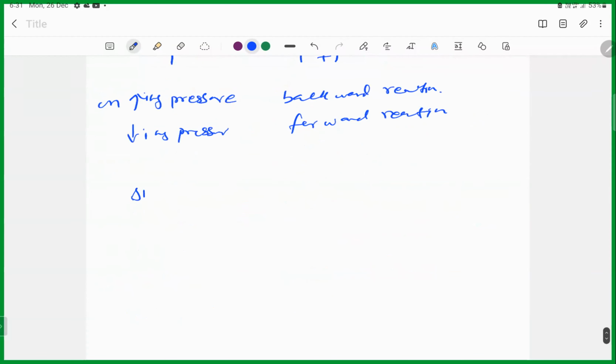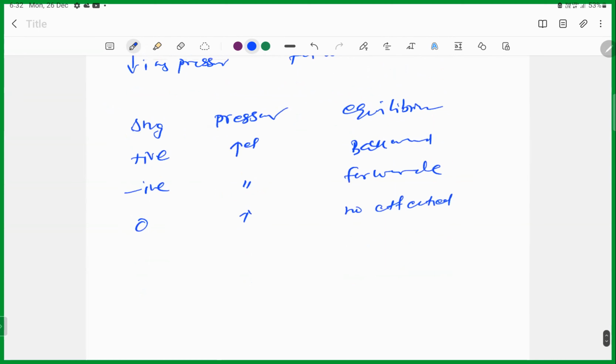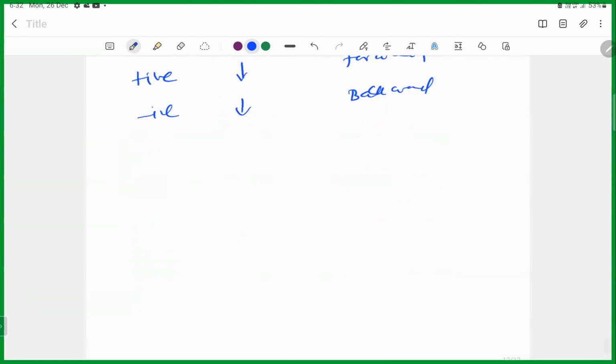When the delta Ng value is positive and the pressure increases, the equilibrium undergoes backward reaction. Suppose it is negative and pressure increases, then forward. If it is 0 and pressure increases, no effect. Likewise, if you decrease the pressure and delta Ng is positive, then forward. Negative and decreasing pressure, backward. That's all. Now we can write for any chemical reaction.